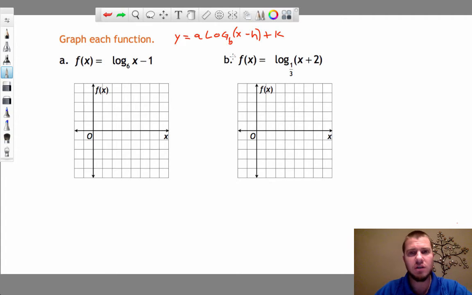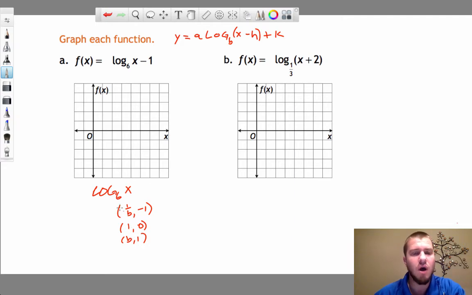For these functions, I'm going to draw the parent functions first and then shift them with the translations that are shown. The parent functions I'm going to do in red. The parent function for this one is log base 6 of x. And if you remember, I have those 3 points for logs: (1/b, -1), (1, 0), and (b, 1). In this case, I have the point 1/6 in my x and -1 in my y, which is going to be right here. And remember, I have this asymptote for my parent function at x equals 0. So I have the points (1/6, -1), (1, 0), and (6, 1). This would be my parent function.